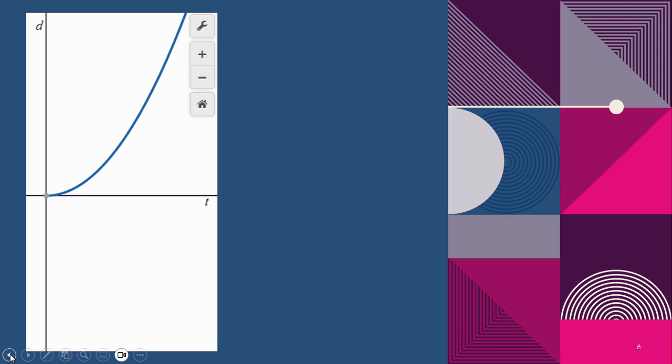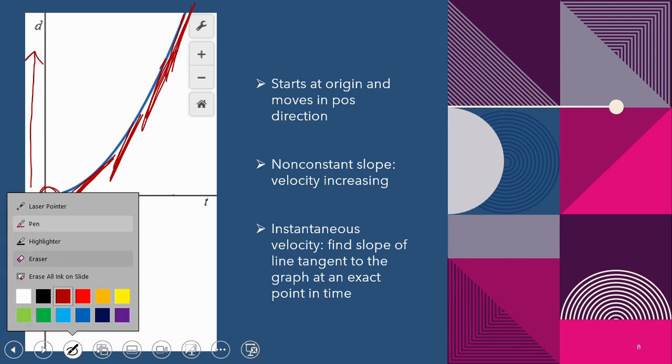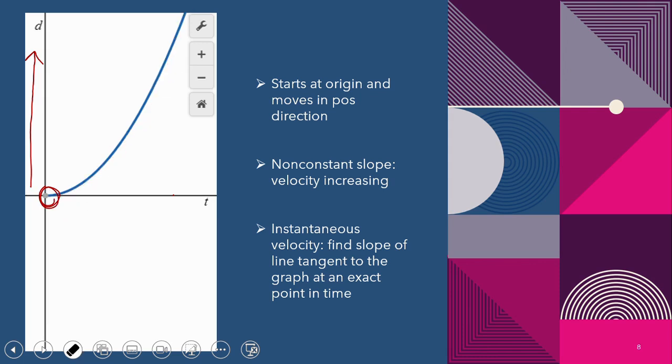Okay, now let's take a look at this special dt graph. Our object does start at the origin, and it does move in the positive direction. But what's different about this graph? It's the fact that we don't have a constant slope, which means that our velocity is increasing because we start off not that steep, and then we get a little more steep and a little more steep as time goes on. So what this basically means is that our velocity is increasing.